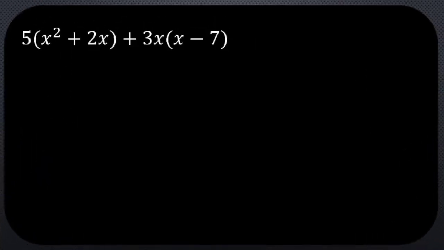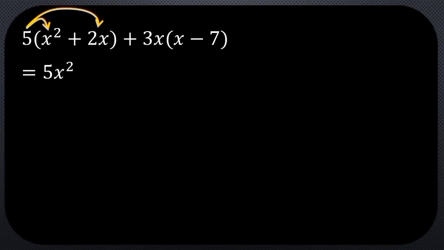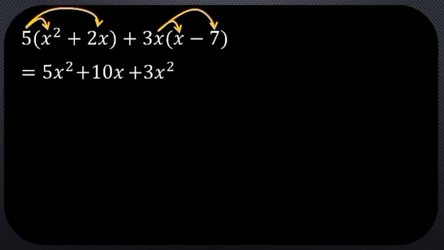To solve this example, what we need to do, first of all, is to distribute the 5. 5 times x squared is 5x squared. 5 times 2 is 10. Times x is 10x. X times x is x squared. Times 3 is 3x squared. 3 times negative 7 is negative 21. Times x is minus 21x.